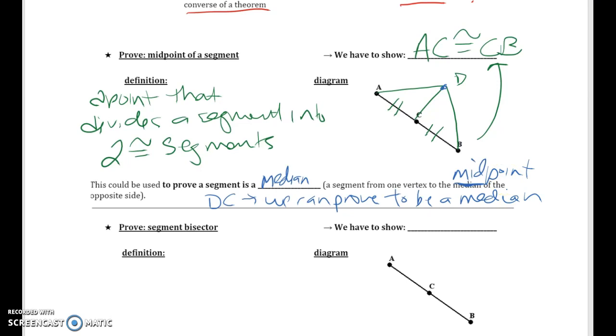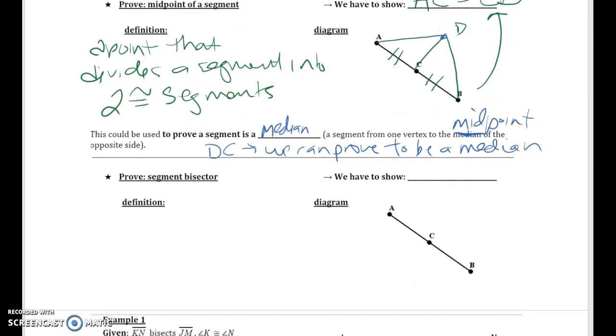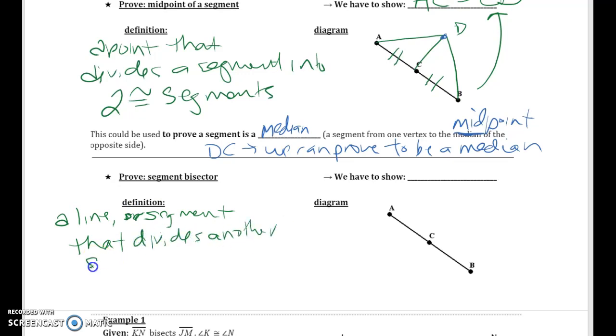All right, so something closely related to that would be a segment bisector. So the definition of a segment bisector is a line or segment that divides another segment into two congruent parts or segments.